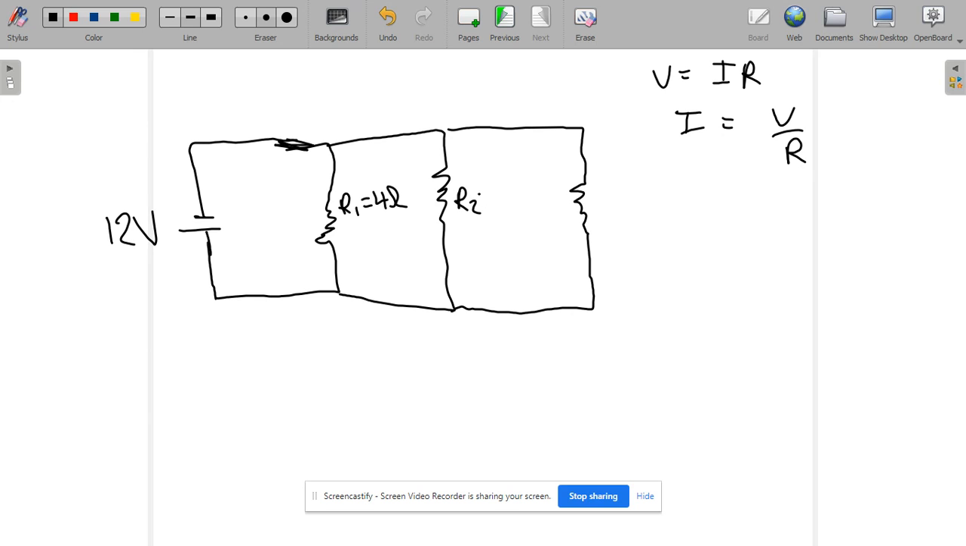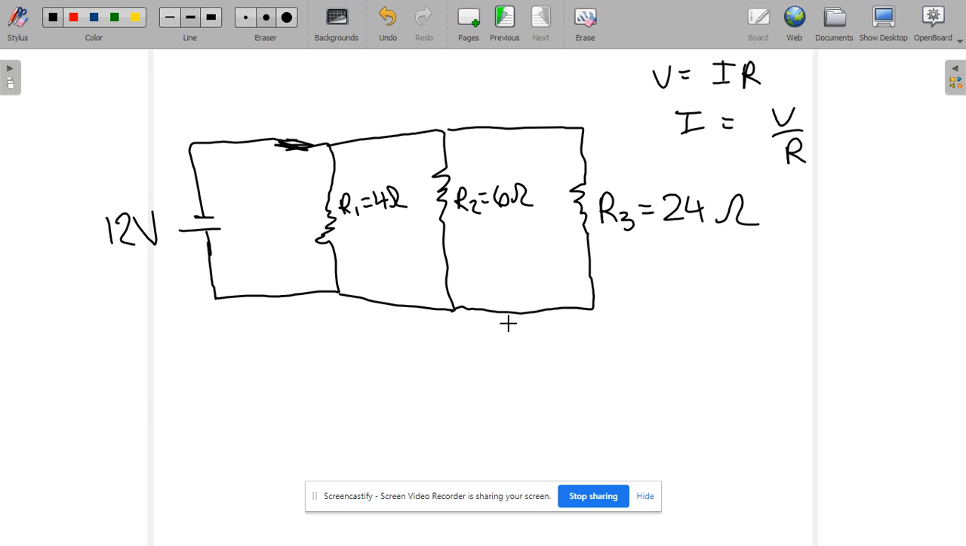R2 is going to be, let's make it 6 ohms. And the last one we'll make, let's make it 24 ohms. That will work out okay.